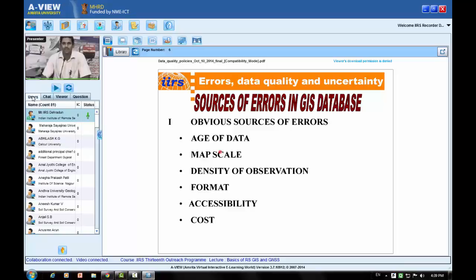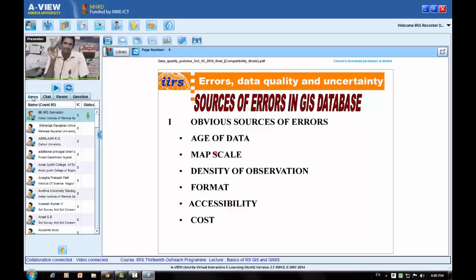So they might have been torn off, or they might be shrunken over time. So all this also causes errors. And then another is the map scale. See, if you take 1:50,000 and you put a dot on the map, if it is 0.25 mm, then the size of the dot is 12.5 meters.